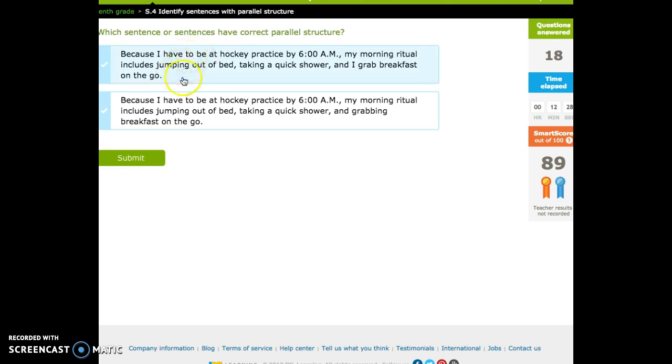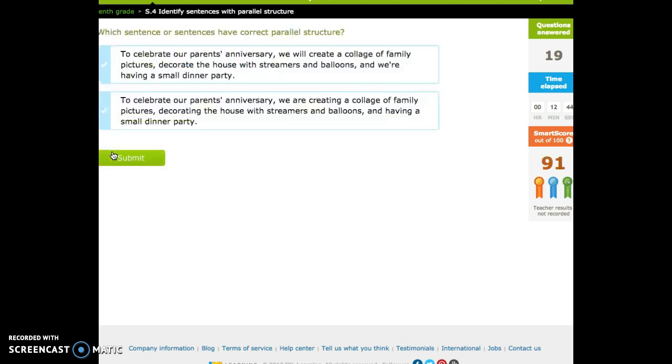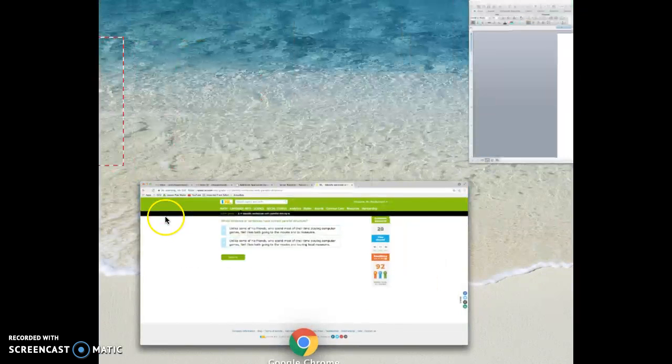All right, I'll do one more. Let's see. My morning ritual includes jumping, includes taking, includes I grab. No. Includes jumping, includes taking, includes grabbing. Yeah. All right. So let's recap real quick. We got to do one more. We are creating, we are decorating, we are having. We will create, we will decorate, we are having. No.